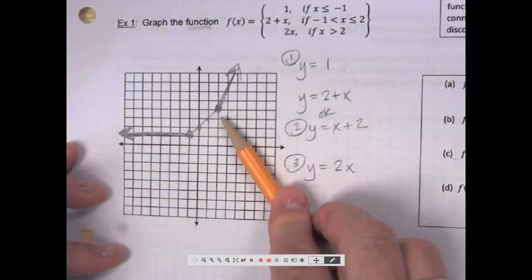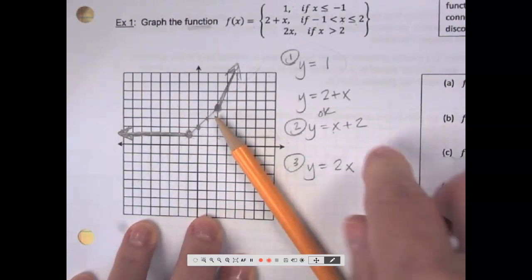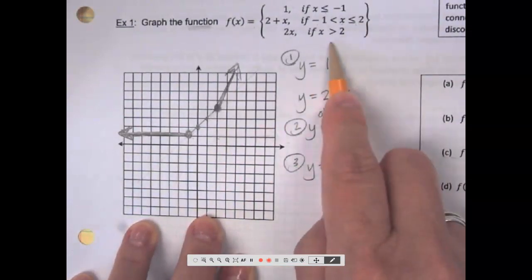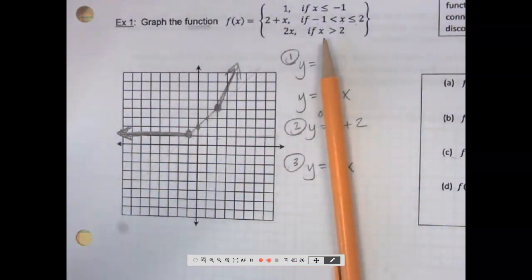Now, is there overlap at this point? No, because this one included 2, but this one didn't. So again, you kind of have a closed circle with a little open circle on top of it, which doesn't include it, so it's all good. There's just one point there.